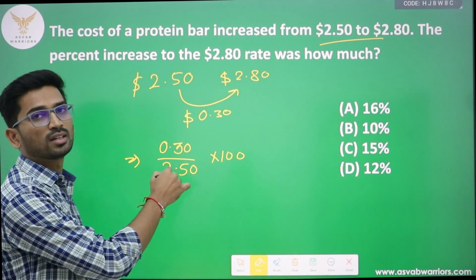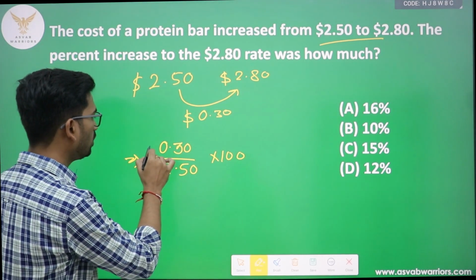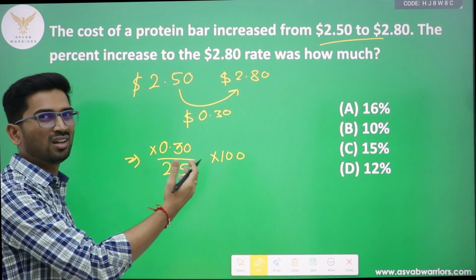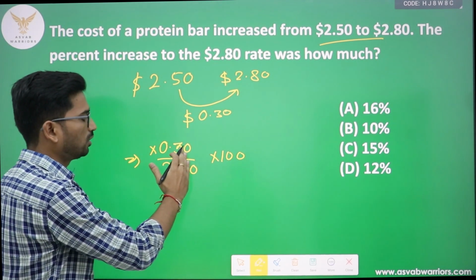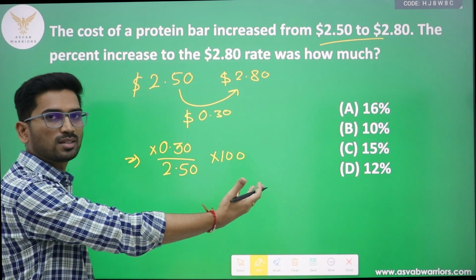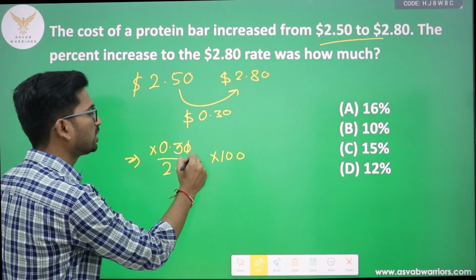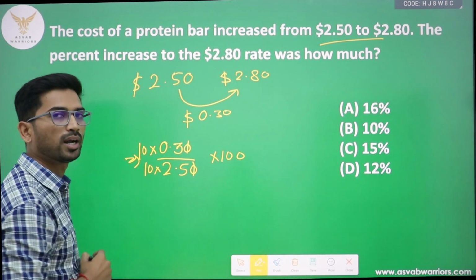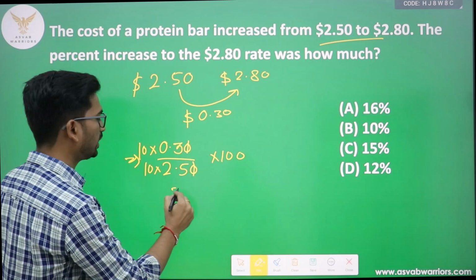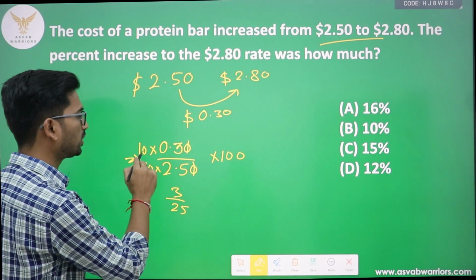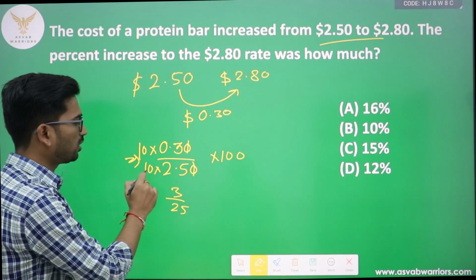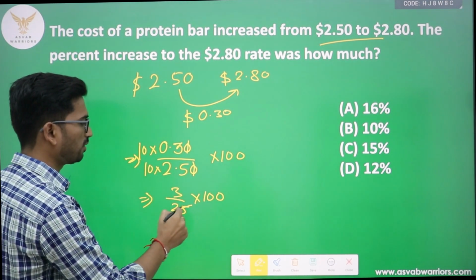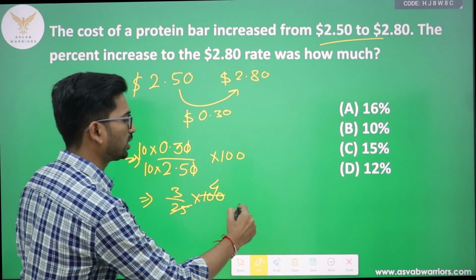Now how to get rid of these decimal points? The zeros after the decimal point have no values, so we can get rid of these two zeros. And we will multiply the numerator by 10 and the denominator by 10 as well. What will we get? 3 by 25, right? 0.3 into 10 is 3 and 2.5 into 10 is 25, into 100. Now this is very easy to solve. 25 fours are 100 and 4 into 3 is 12.